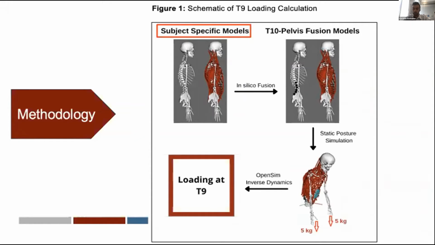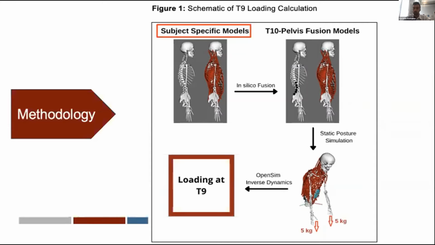To create the T10 pelvis fusion models, the original subject-specific models were further modified to lock the intervertebral joints from T10 to the pelvis, allowing the joints to support moments while eliminating any motion about the joints.